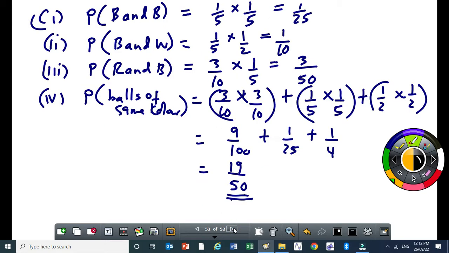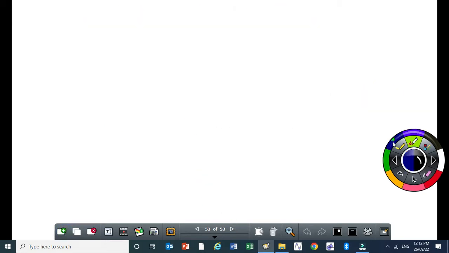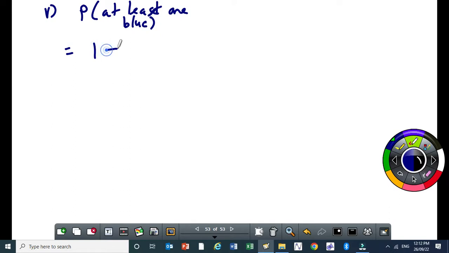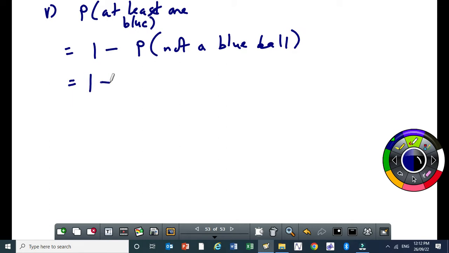So to do the last one, I'm going to say probability of at least one blue is going to be equal to 1 minus the probability of not a blue ball. So this will be equal to 1 minus.